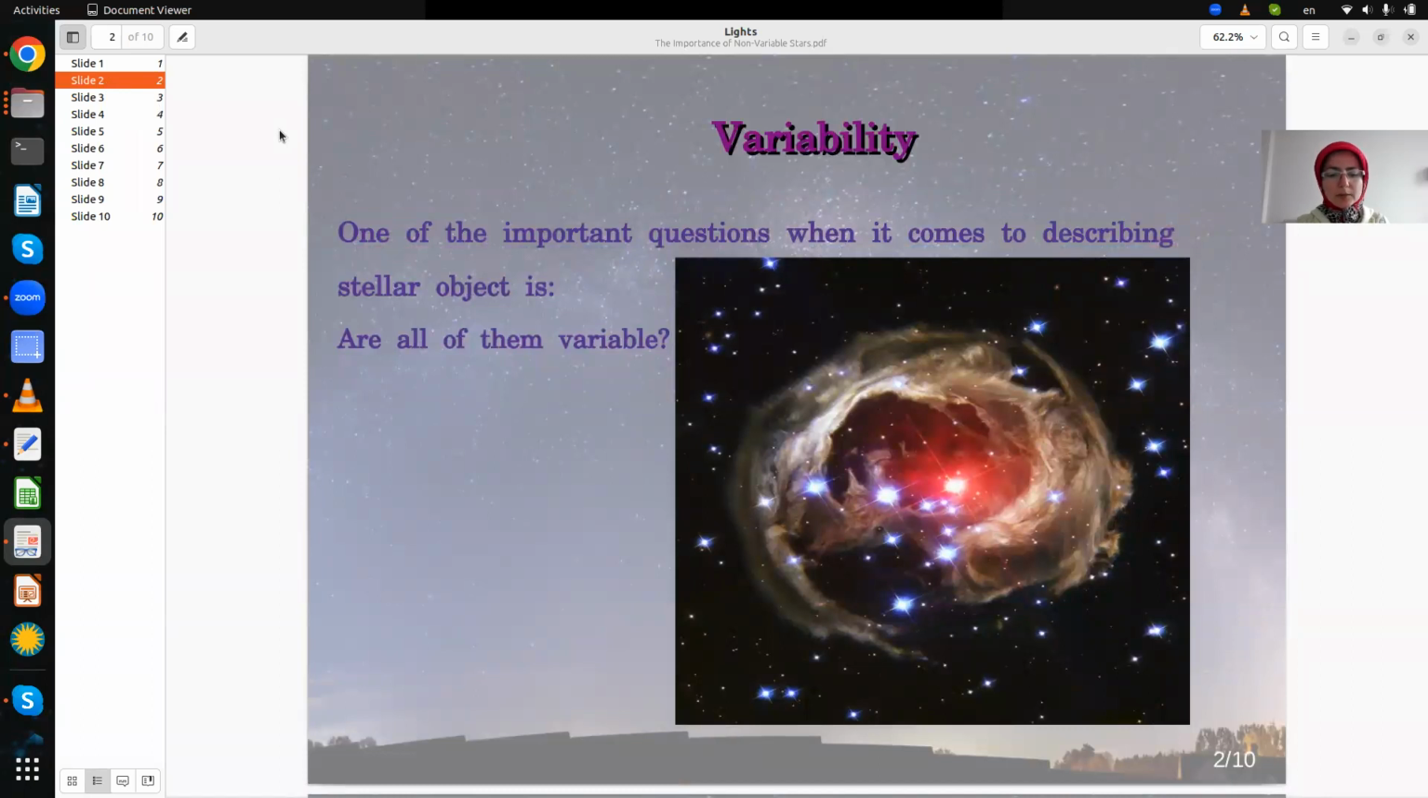Variability. One of the important questions when it comes to describing stellar objects is, are all of them variable? The most commonly given answer is that all stars are variable, but only the amplitude makes the difference. In general, variable stars are at the center of attention of most scientific studies.